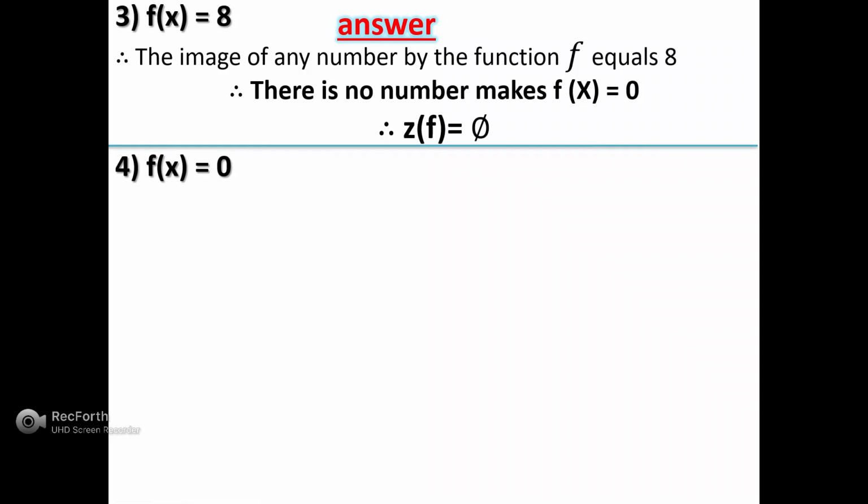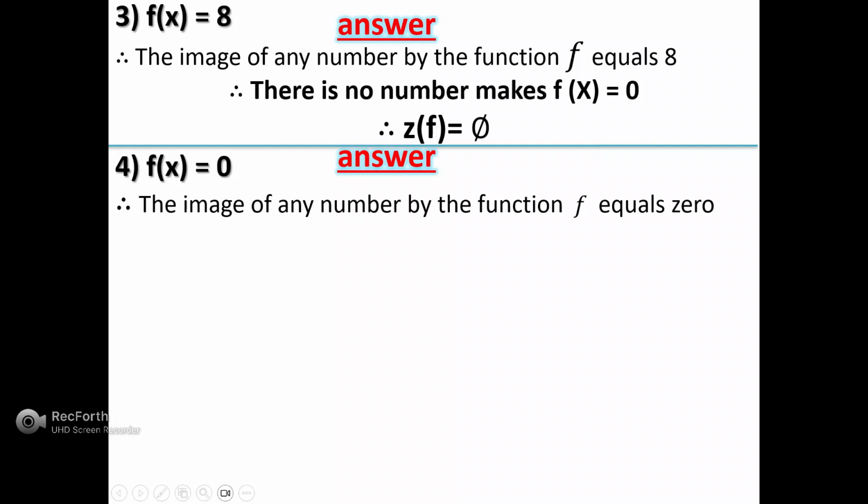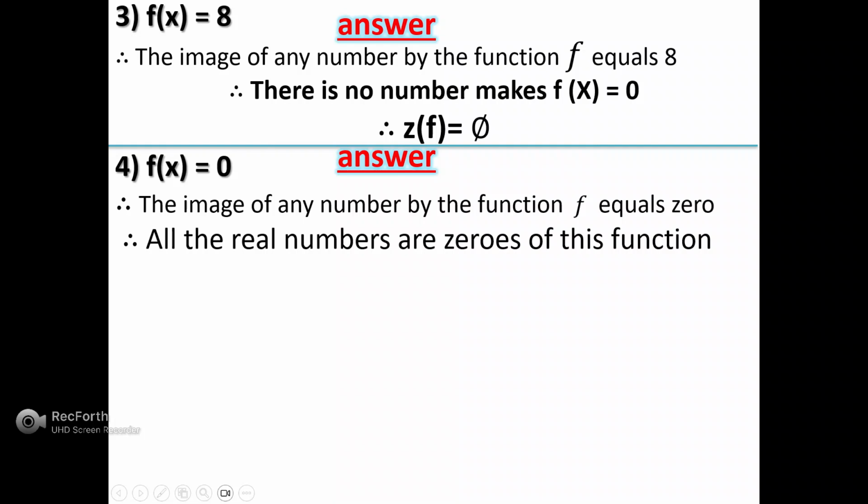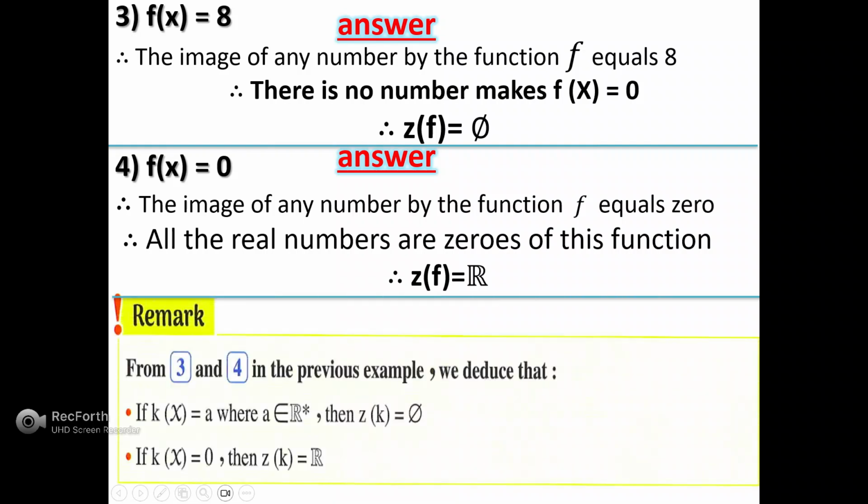Another example, if your function equals 0, this function is a constant function at 0. So the image of any number by this function equals 0. So all real numbers are the 0s of this function. This is the important remark: if your function equals a number except 0, then it has no 0, and if your function equals 0, then the 0 of the function equals all real numbers.